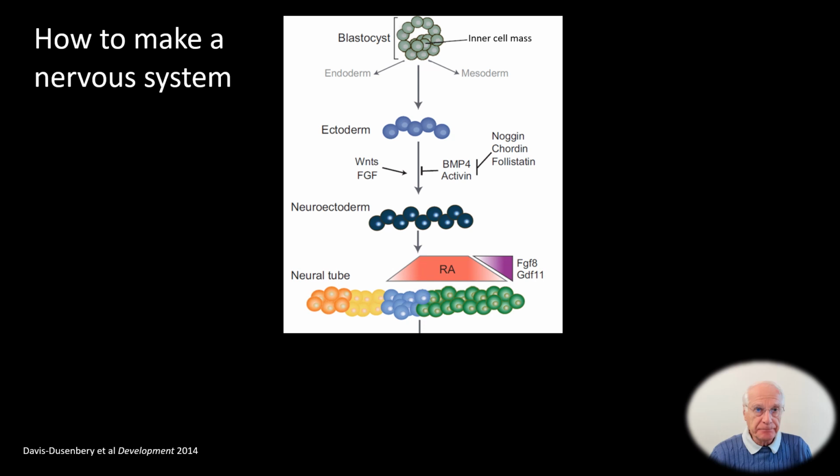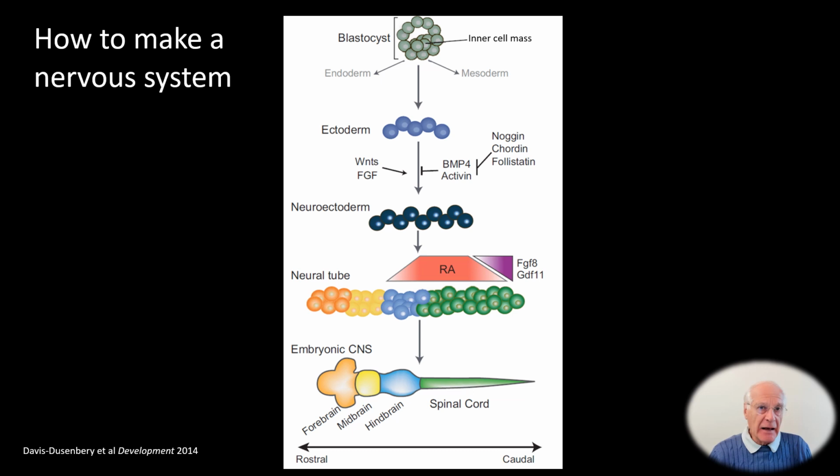The cells of the neural tube become specified along both the rostrocaudal and the dorsoventral axis, and the gradients of signaling molecules. For instance, the level of retinoic acid, RA, delineates the boundary between different regions of the central nervous system.